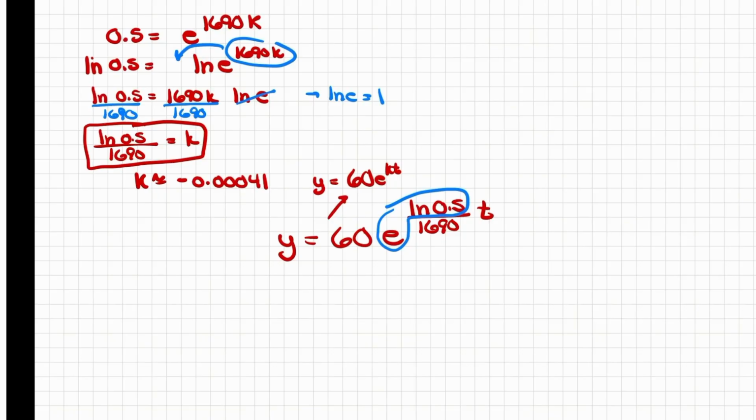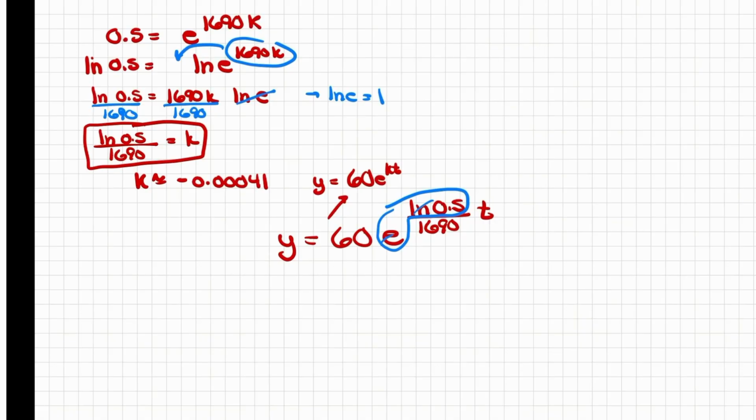So I can group this together using my exponent laws, and this really just leaves us with t over 1,690, because e to the ln 0.5 cancels each other out. This e and this ln cancel each other out because they're inverses. Sorry, I keep repeating that. But anyway, this is going to leave us now with a slightly different looking equation.